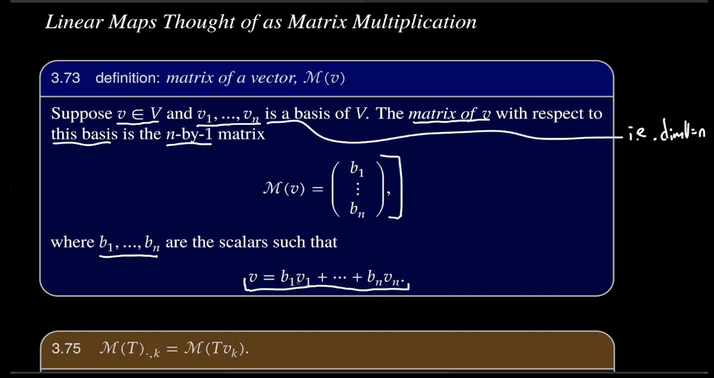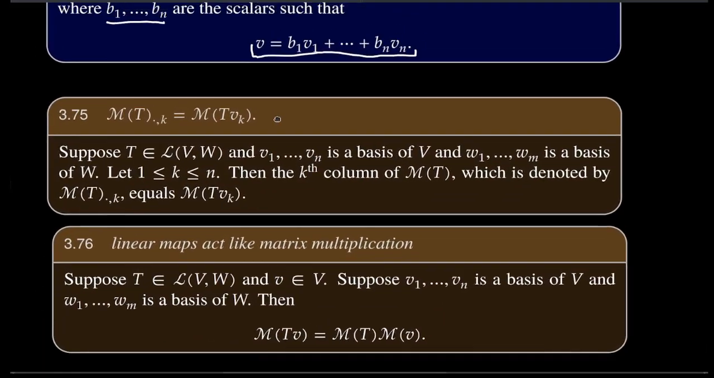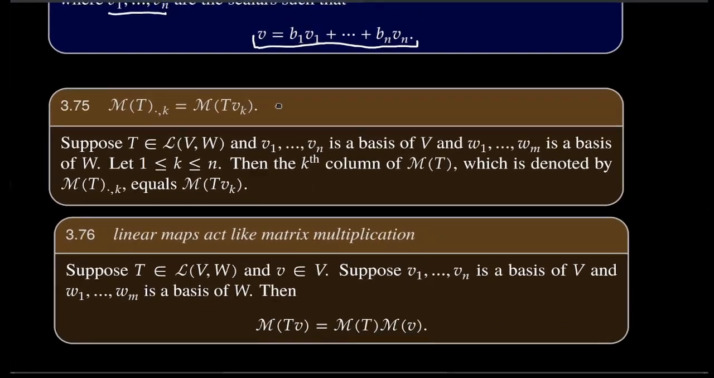You can write every vector as a linear combination of a basis, and you can take those coefficients and stack them up in a big rectangular array like that. So, does this work nicely? Yes. Okay, here's two results.